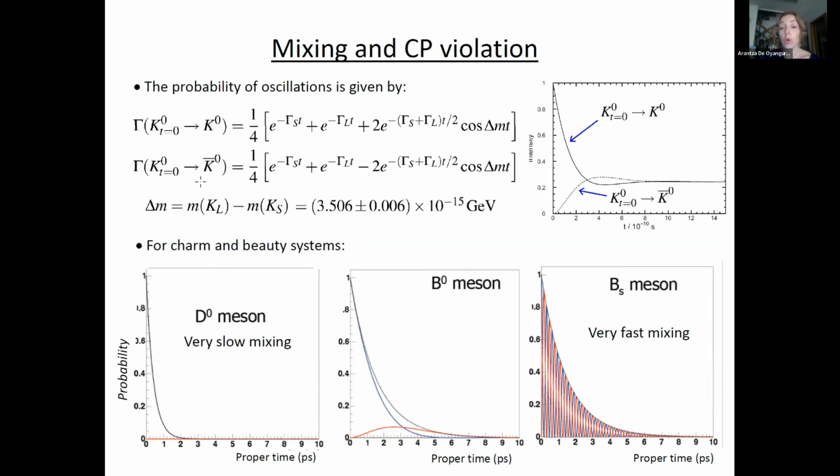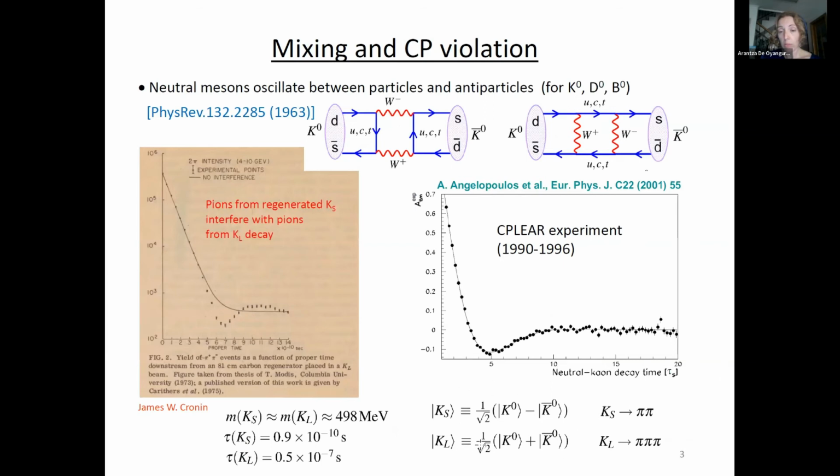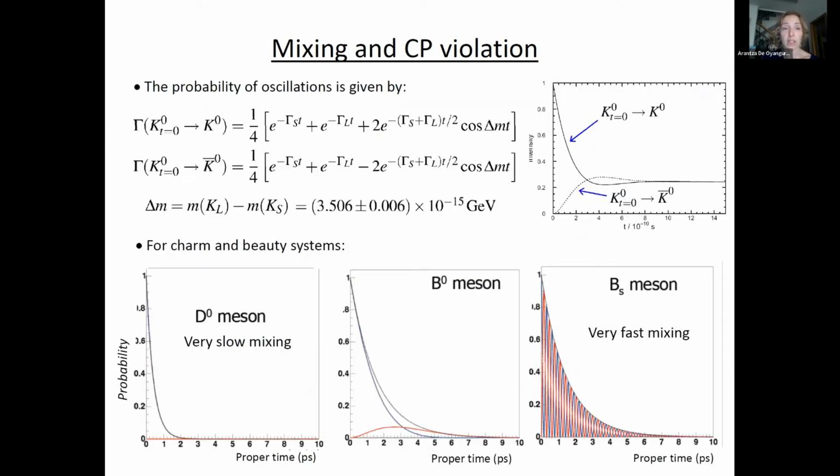You also know that at the end, the K short and the K long are a combination of this K0 and anti-K0. So the mass eigenstates are not the same as the flavour eigenstates. And then you have the probability of the K_S0 to stay that way or to oscillate. It is given by these equations here. This is the time evolution that you can see, and it depends on the mass difference of the two states, the K long and the K short, and on the width of each of these states.